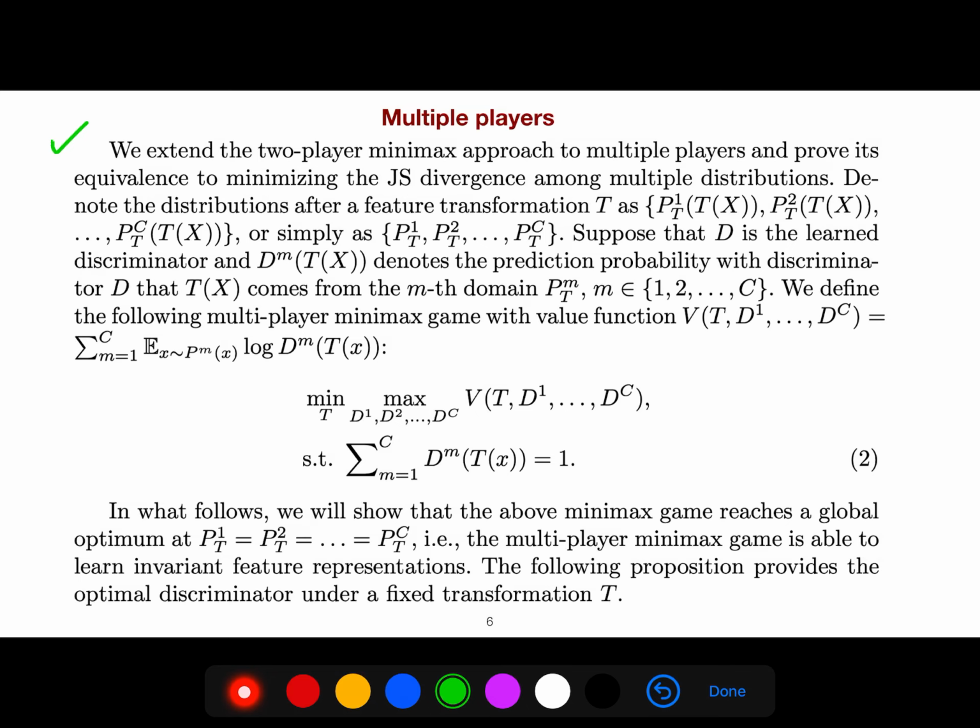Denote the distribution. So we are minimizing over G, but we are maximizing over all domains. And D is the learned discriminator. This D is the learned discriminator that T of X comes from the M-th domain. So it's just a multiplayer minimax game with this value function, because each game has a value function. But for our case, it's just the log of your discriminator.